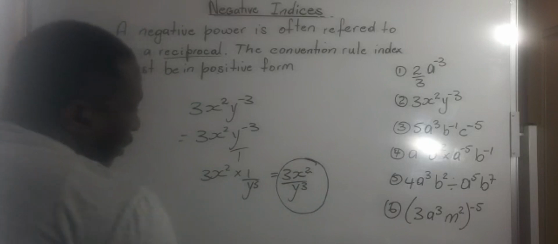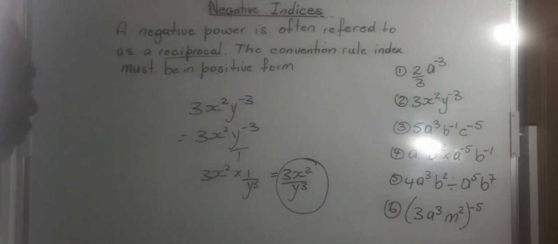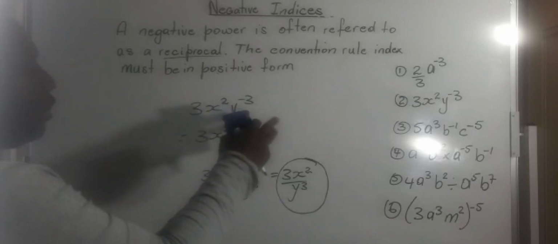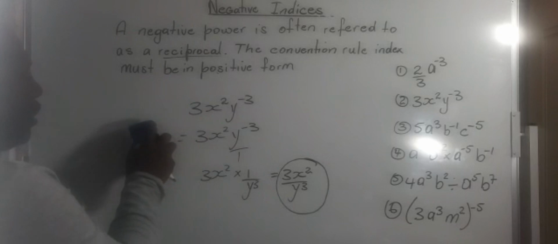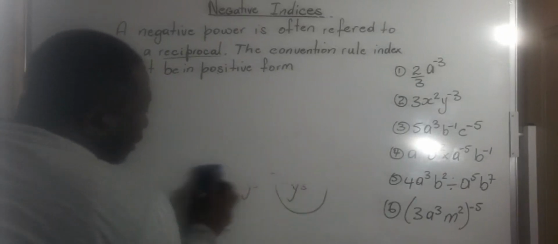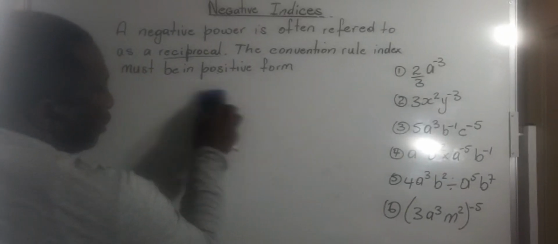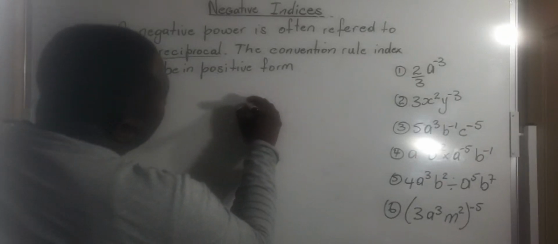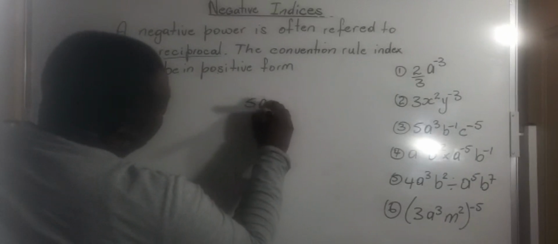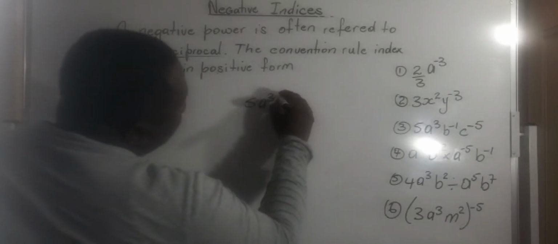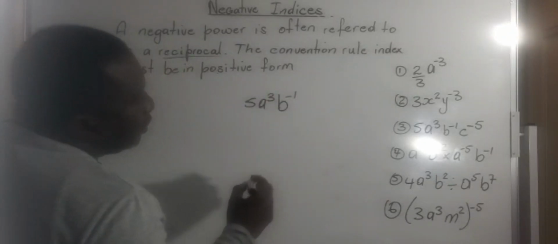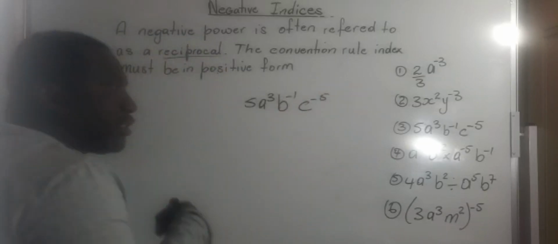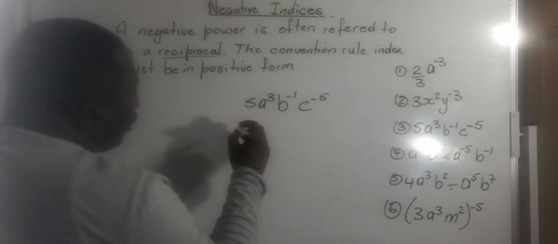Let us now move from number 2. I hope you're writing quickly. We can move from number 2 into number 3. Just erasing. So number 3 here is 5 a to the third, b negative 1, c negative 5. Just gonna write it back and place each value upon 1.